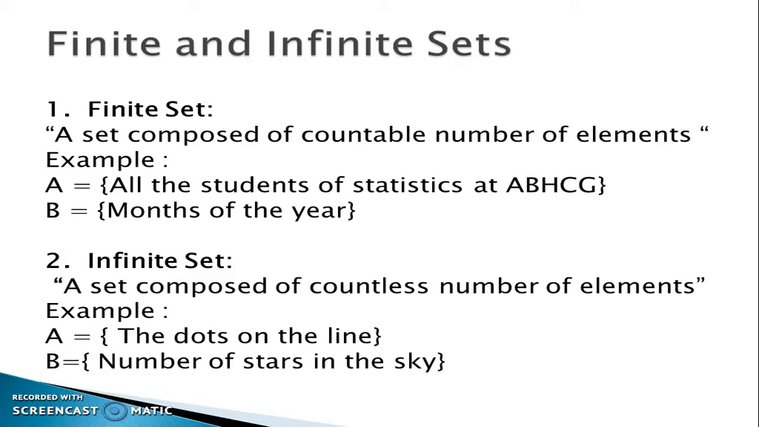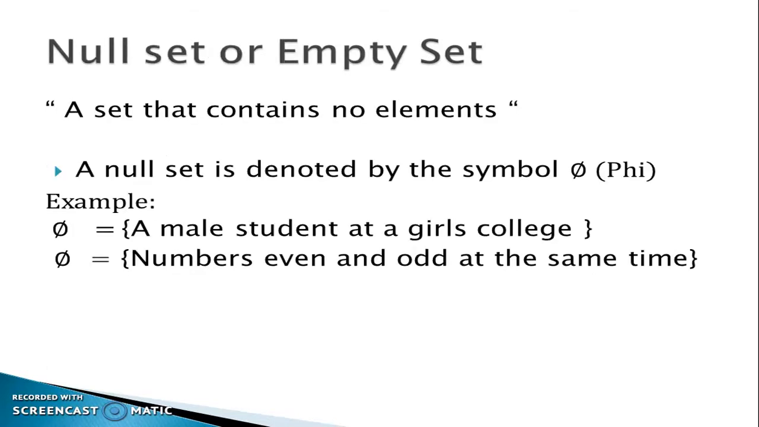Whereas an infinite set is one which is not finite. That is, a set composed of countless number of elements. For example, set A is equal to the dots on the line, and set B, number of stars in the sky. In these two sets, we cannot count the number of elements, we cannot count the dots on the line, we cannot count the stars in the sky. So these are the examples of infinite sets.